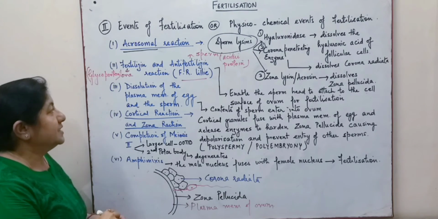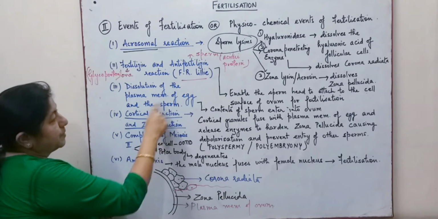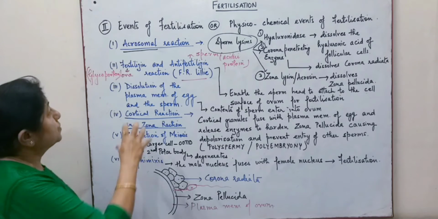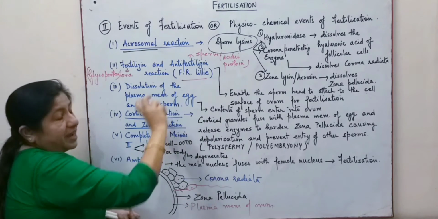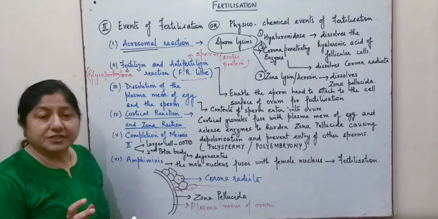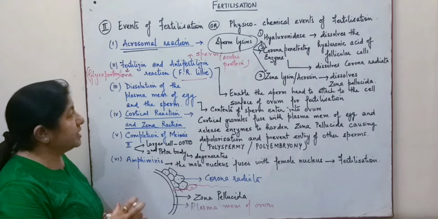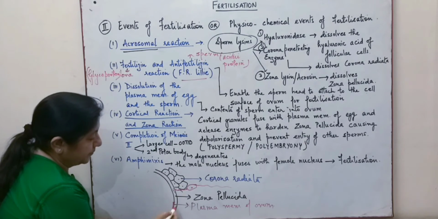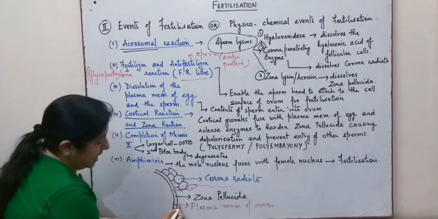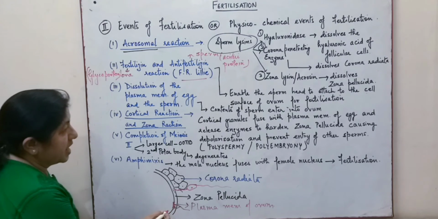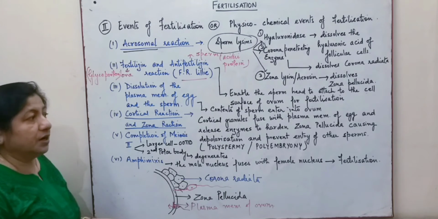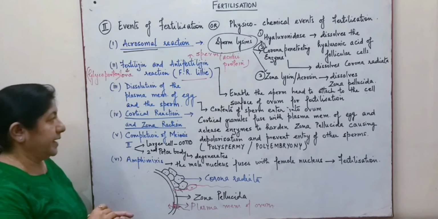The third event is the dissolution of the plasma membrane of the egg and the sperm. As soon as the reaction between fertilizin and anti-fertilizin takes place, the plasma membrane dissolves, and the head of the sperm will enter into the ovum, leaving the tail behind.